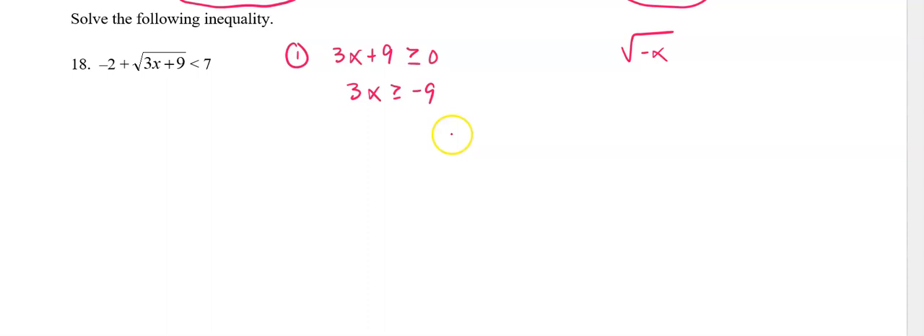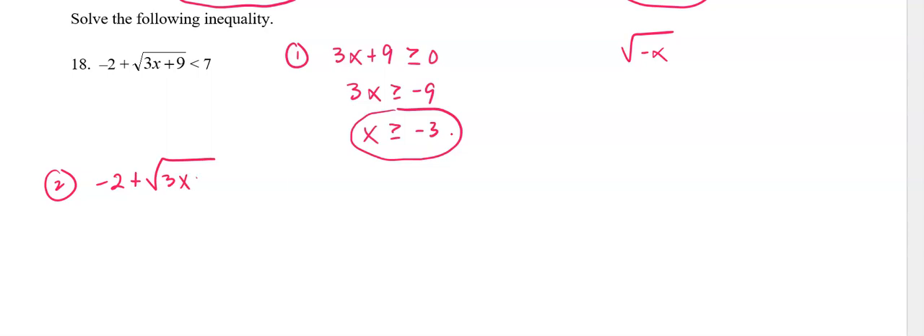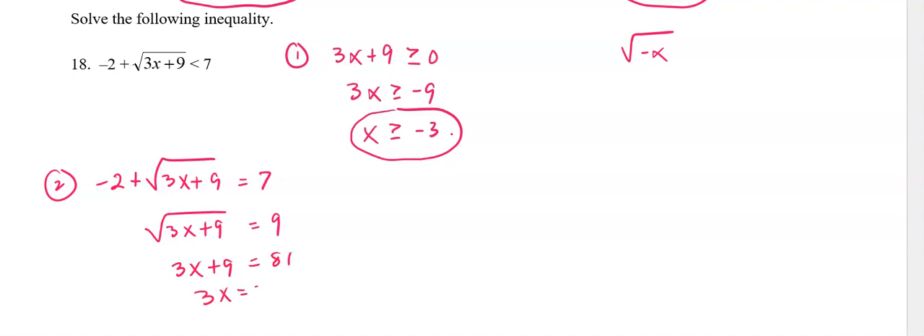All right, so I subtracted 9 from both sides, and now I'm going to divide by 3 on both sides. So the numbers that my solution has to contain must be -3 or bigger. Okay, so now the second part of this is to just solve this as though it were an equation. So we got to isolate the radical, square both sides, subtract 9, divide by 3. Okay, so we got this number.